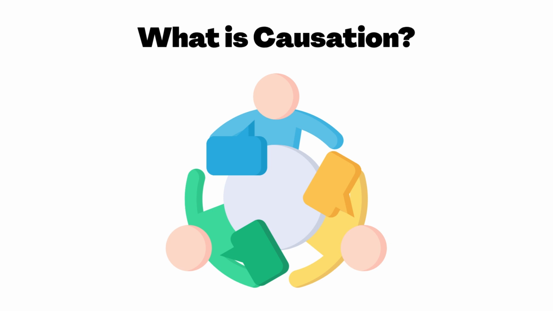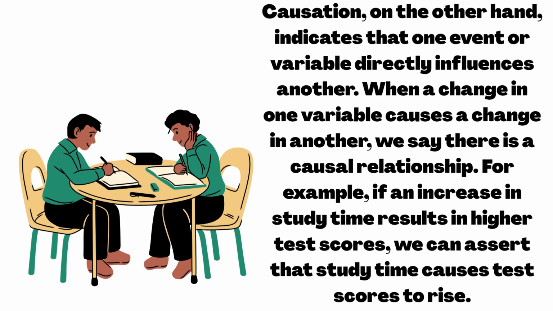What is causation? Causation, on the other hand, indicates that one event or variable directly influences another. When a change in one variable causes a change in another, we say there is a causal relationship. For example, if an increase in study time results in higher test scores, we can assert that study time causes test scores to rise.